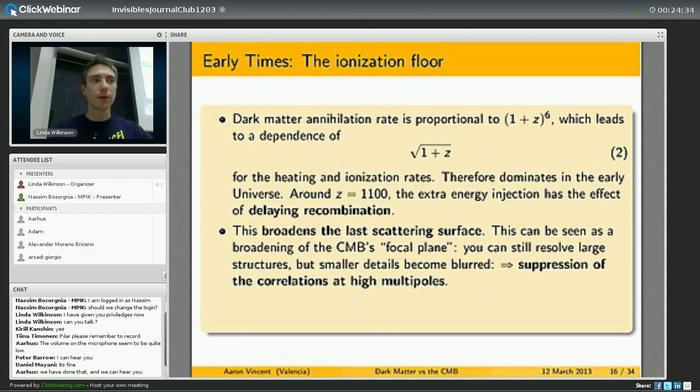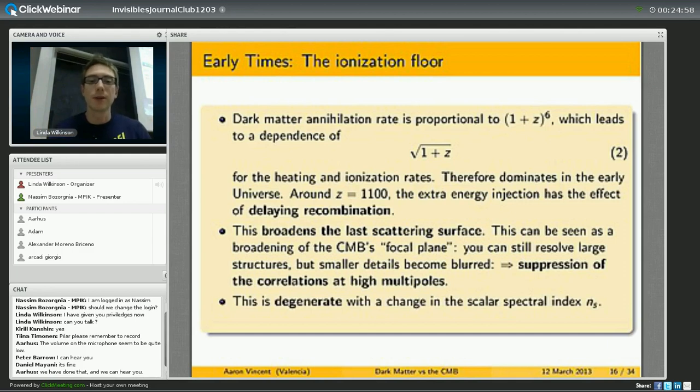actually looks at large structures, so I can see cars and houses, but since the focal plane, well, this time it's in my retina, is larger, then I can't make out smaller correlations. I can't read the text on my screen, for instance. So this means that at higher multipoles, the correlations will be smaller, and at lower multipoles, they would stay pretty much the same.